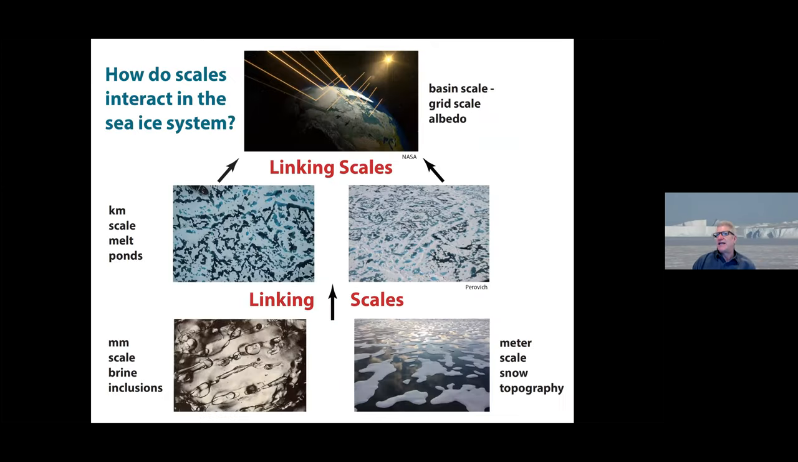Okay, so how do these scales link up? Because again, this is fundamentally a complex multi-scale problem. So the sub-millimeter scale brine inclusions determine the permeability of the ice, which interacts with the snow topography to create the shapes and the geometry of how meltwater is distributed on sea ice as it melts in the late spring and summer. And then upscaling that, we're interested in the overall albedo, and then a global or polar calculation of albedo that ultimately goes into climate models.